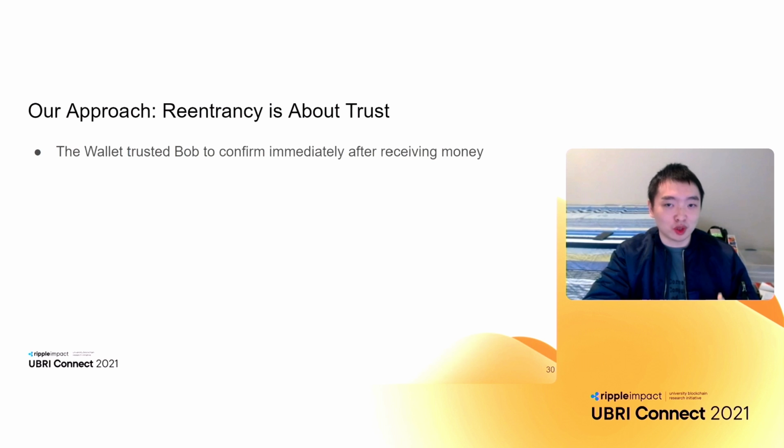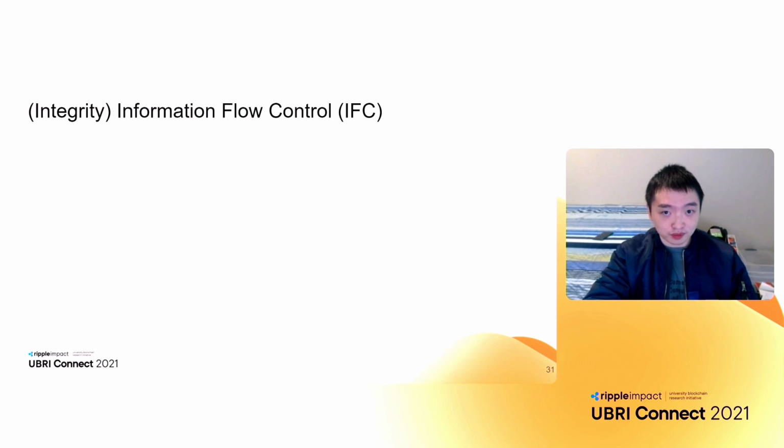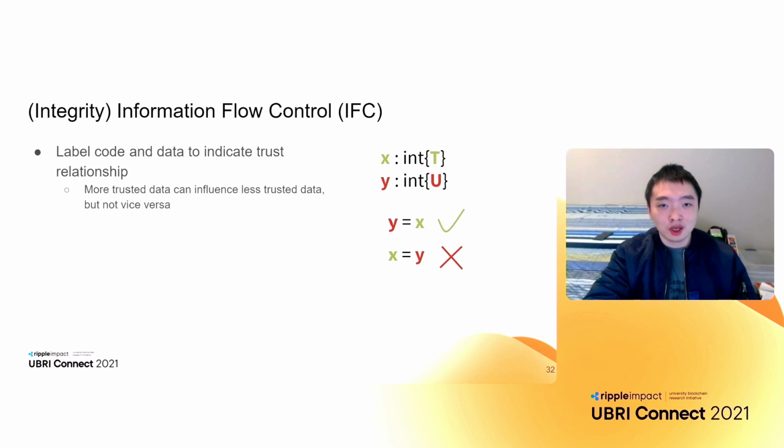So we want to somehow track and analyze trust. To do so, we apply a language-based technique called information flow control, or IFC. Information flow control is often applied to protect confidentiality, but here we focus on integrity, since smart contracts are public. In information flow control, we label code and data to indicate trust relationship. The idea is that more trusted data can influence less trusted data, but not vice versa.